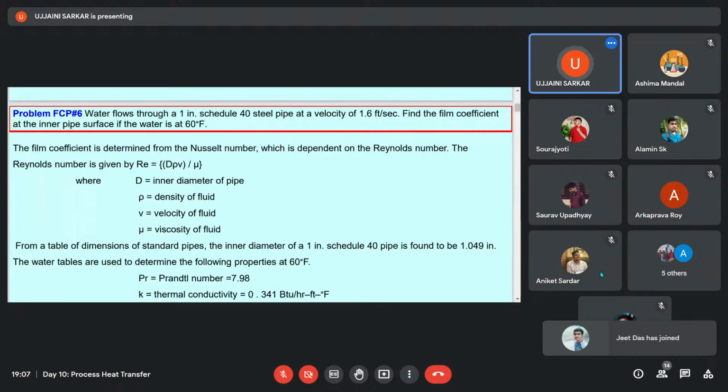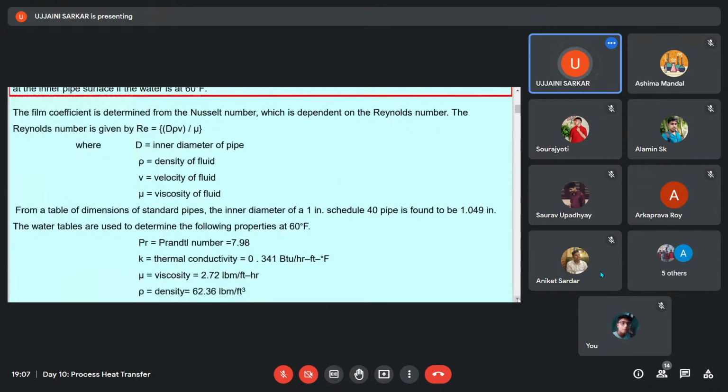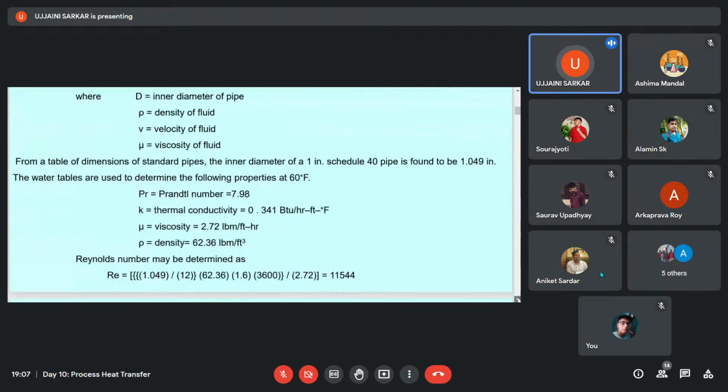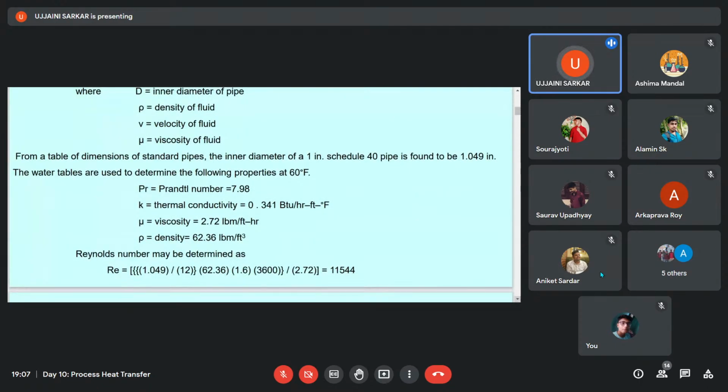We know the Reynolds number is given by d V rho by mu, where d is the inner diameter of the pipe, rho is the density of the fluid, V is the velocity of the fluid, and mu is the viscosity of the fluid. Now, from a table of dimensions of standard pipes, we get the inner diameter of a 1-inch schedule 40 pipe.